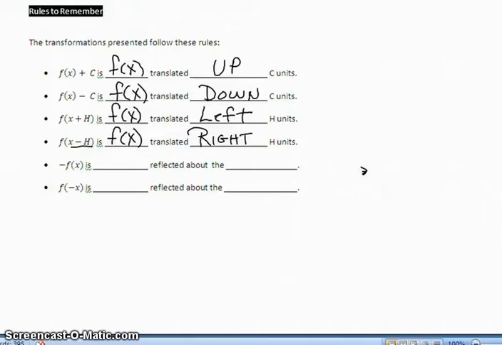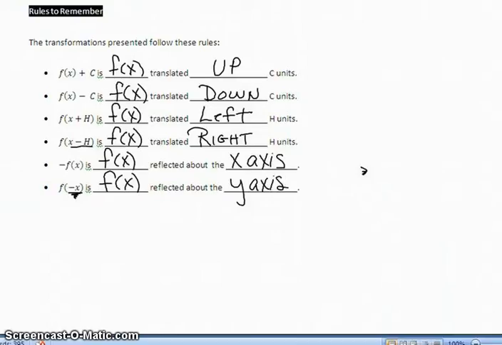When the negative is multiplied on the outside, we have our function f of x, and it is reflected or flipped about the x-axis. When we have f of x and the negative is on the inside of the function, we have our function f of x, and it is reflected or flipped across the y-axis.